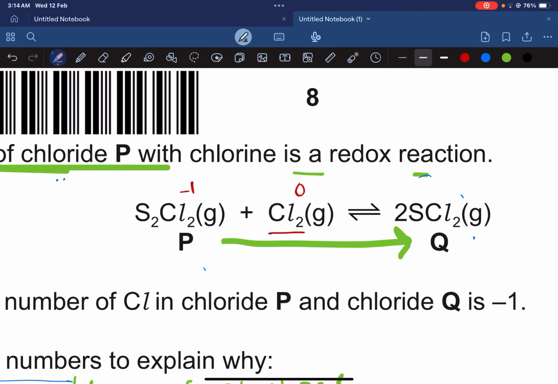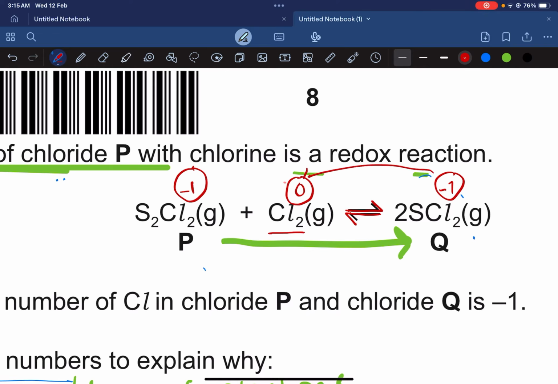So from 0 to -1... No, wait a sec. I'm so sorry. This is 0 and this is -1, and over here it's also -1. So what do you guys think? How is chlorine oxidized? This is the reaction. This is 0, this is -1, and this is also -1. Basically, from -1, chlorine is going to 0.